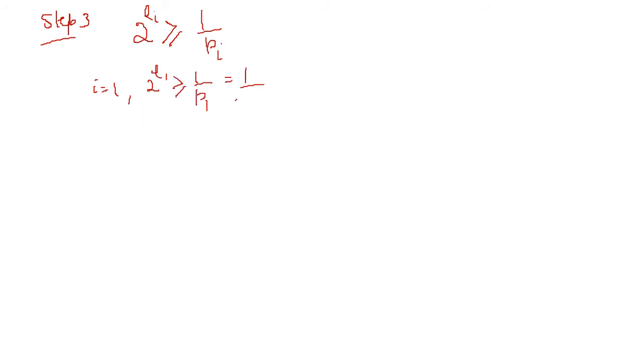Next step 3 is finding the length, where we write the formula 2 to the power of li should be greater than or equal to 1 by pi. Now for i equal to 1, 2 to the power of L1 should be greater than or equal to 1 by P1, which is 1 by 0.49, which comes to around 2.04. So therefore your L1 will be equal to 2.